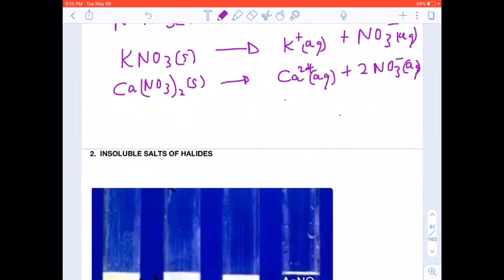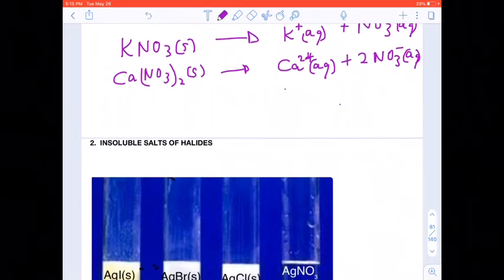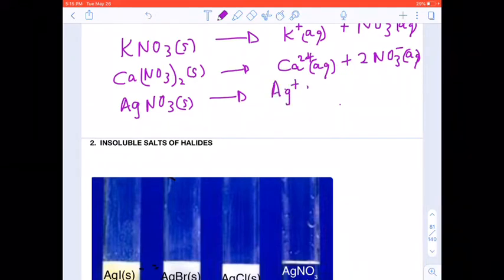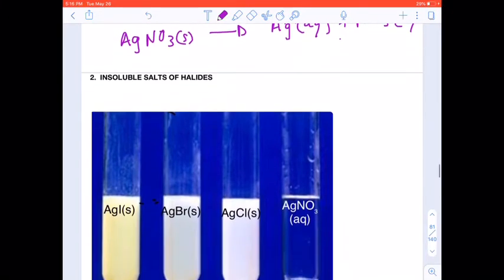And all nitrates are soluble, like I've said. Even if we have silver nitrate, that is also going to be soluble, right? All nitrates are soluble. So let's say, for instance, we have AgNO3, right? Halides of silver are not soluble, but the nitrate is. So Ag plus aqueous plus NO3 minus aqueous, right? So all nitrates are soluble irrespective of which cation they combine with.